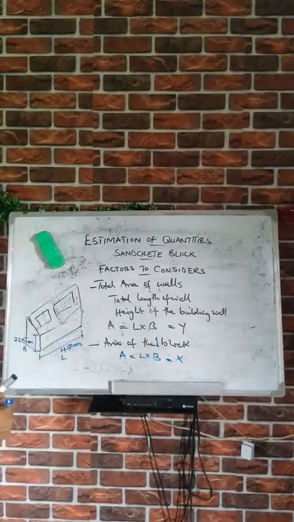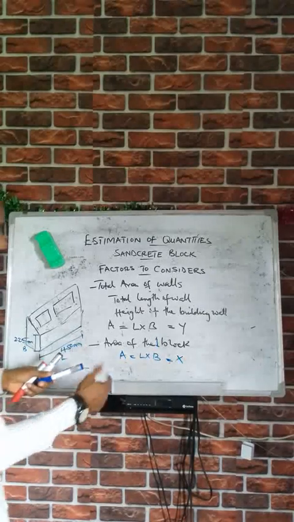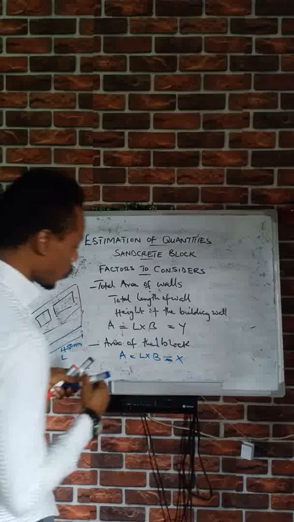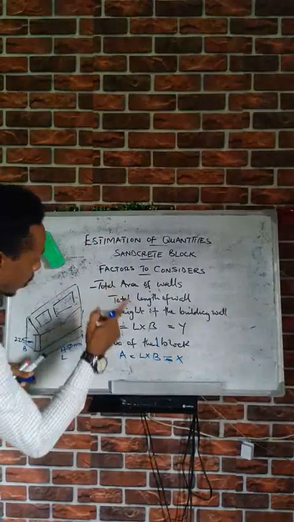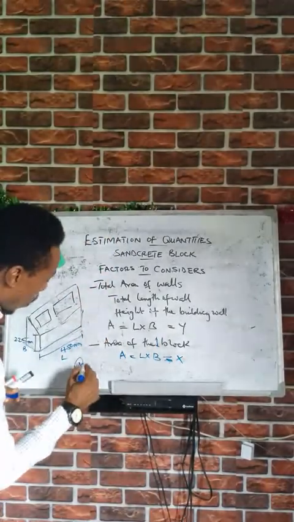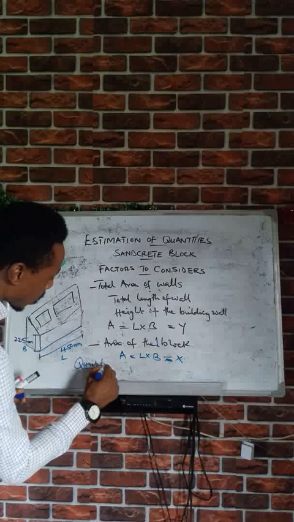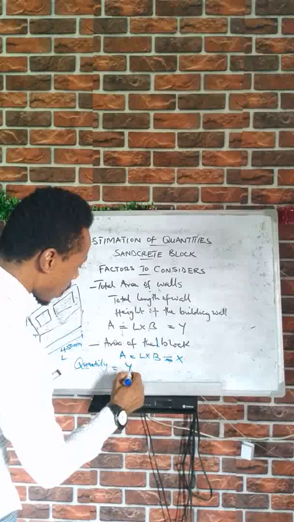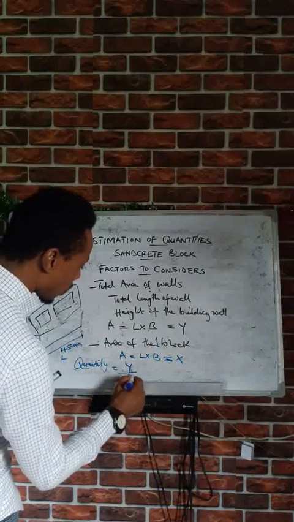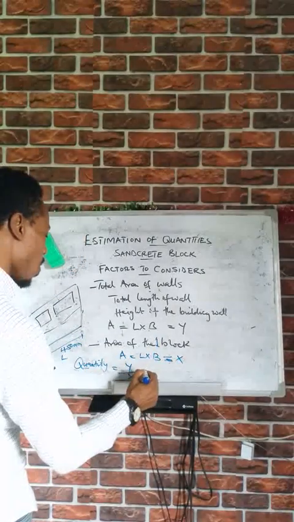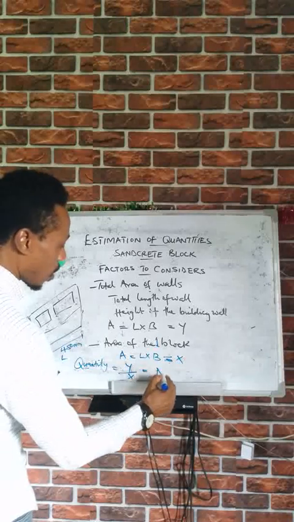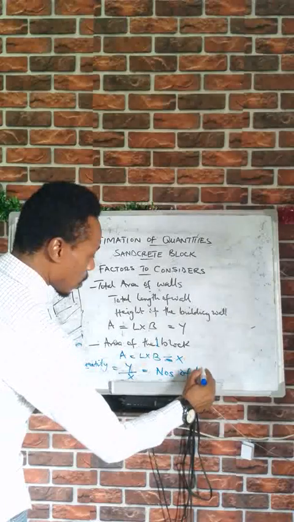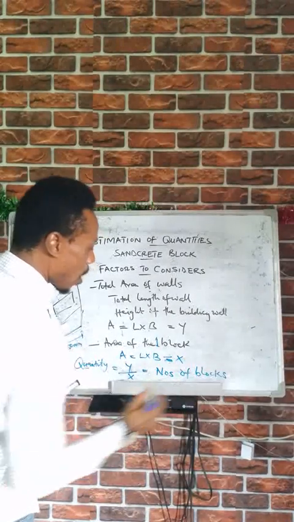Once you have gotten x, the next thing you need to do is to calculate the quantity. The quantity will be equal to your y divided by your x. Whatever it gives you becomes the number of blocks.